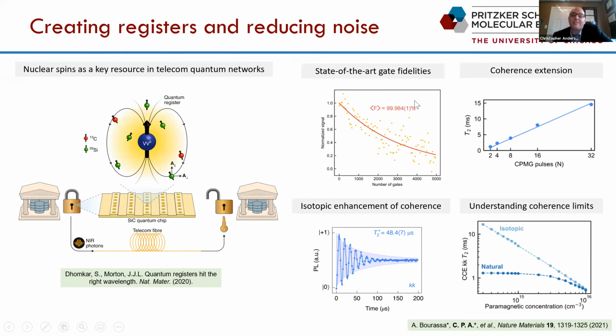There are some other things in this paper that are nice to highlight. We have very high gate fidelities. We can do coherence extension using CPMG. As was mentioned, when you reduce the nuclear spin environment, you also get long coherence times. They're not as long as you might expect, and the limitation of that coherence is actually due not to the nuclear spins anymore, but to the paramagnetic electron spins that start to limit you at that level.